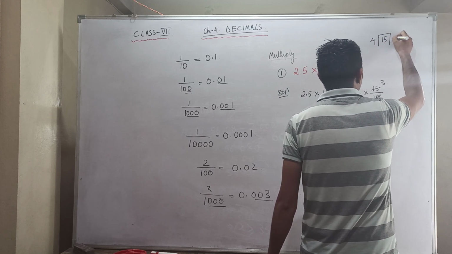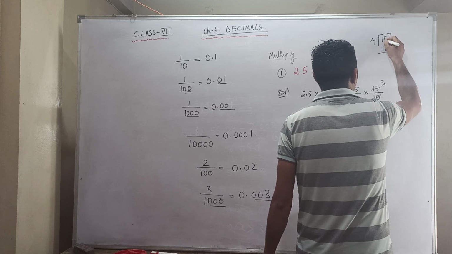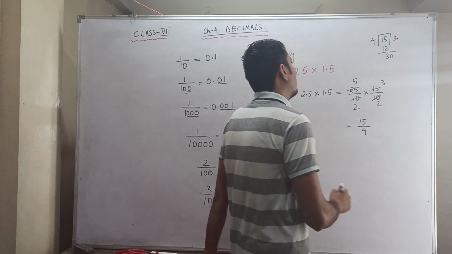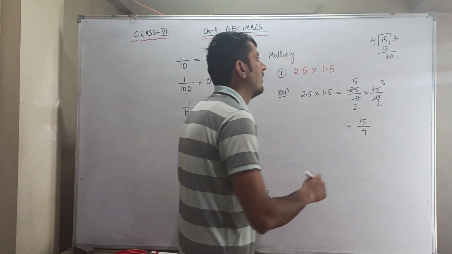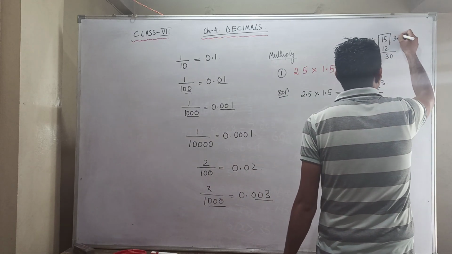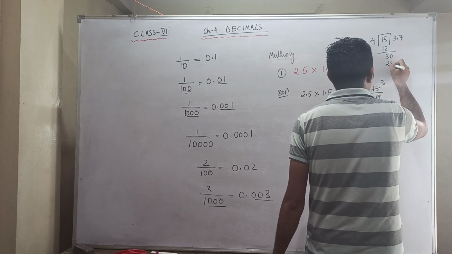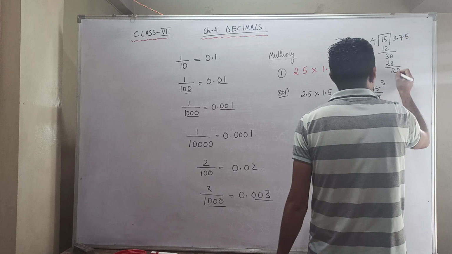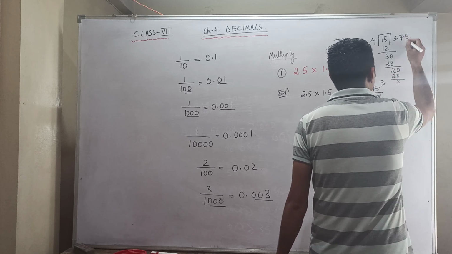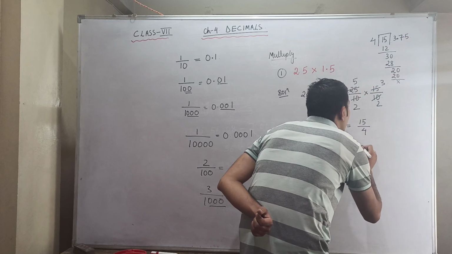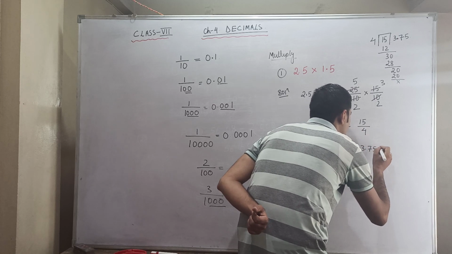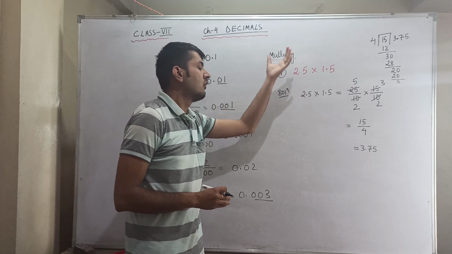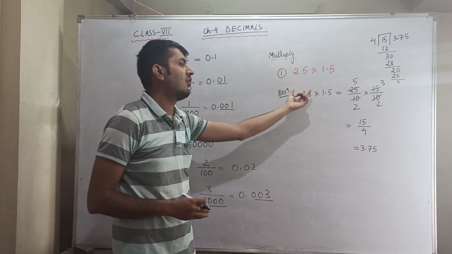When you divide 15 by 4, how much are you going to get? 3 4s are 12. Then here 30, so you can take the point and see how much. 4 7s are 28. Then here 20. 5 4s are 20. So how much did you get? 3.75.